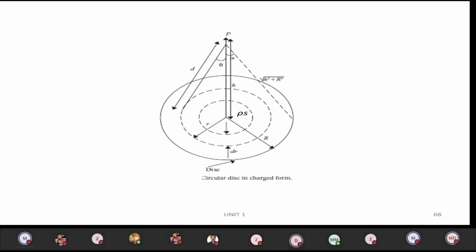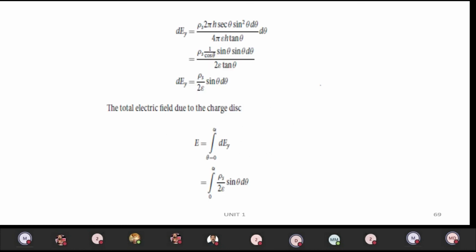You can see the diagram here. It is a circularly charged disk with a surface charge density of rho s. So what will be the electric field at the point P because of this circularly charged disk? That is given by this formula.